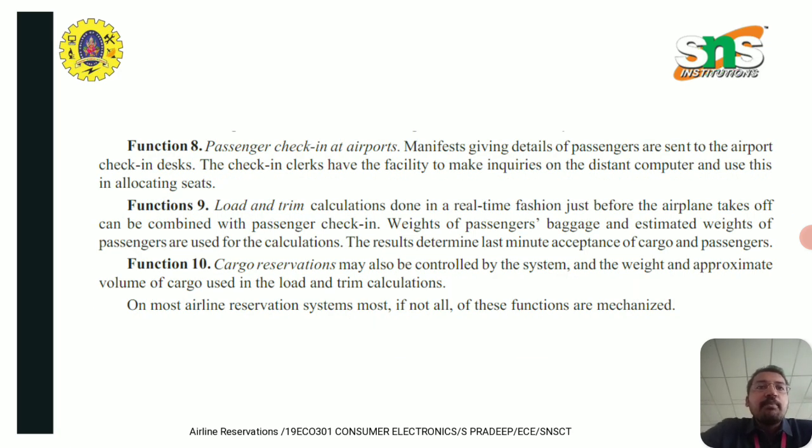Function 8: passenger check-in at airports. Manifests giving details of passengers are sent to the airport check-in desks. The check-in clerks have the facility to make inquiries on the distant computer and use this in allocating seats.